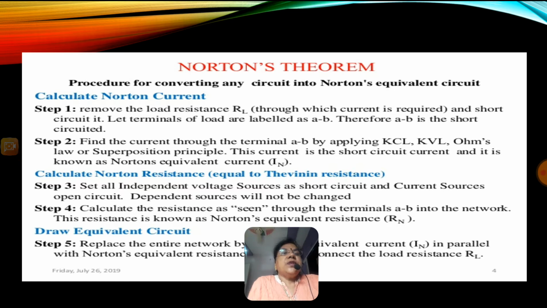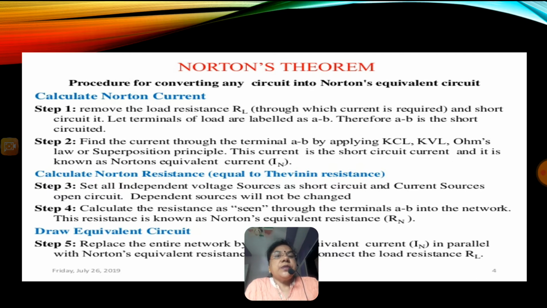Now, what is the procedure to find Norton's equivalent circuit? There are many steps you have to follow whenever you are converting a complicated network into a Norton network. First step is to calculate the Norton current. You have to remove the load resistance RL through which the current is required and short circuit it. Let the terminals of the load be labeled as A and B. Therefore AB is short circuited.